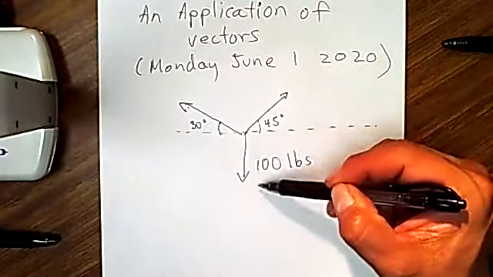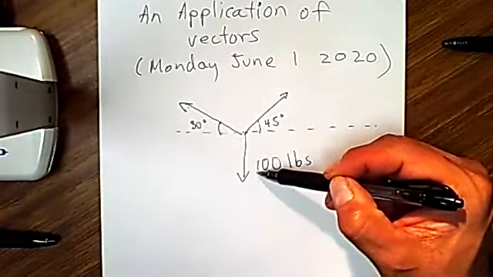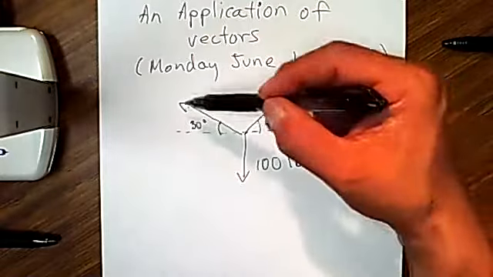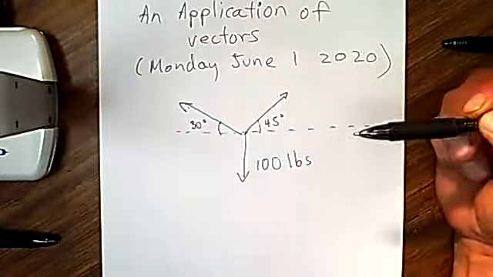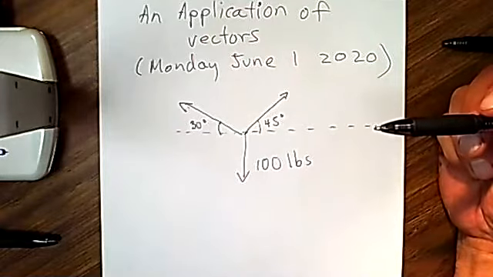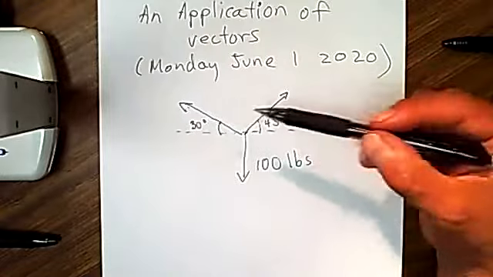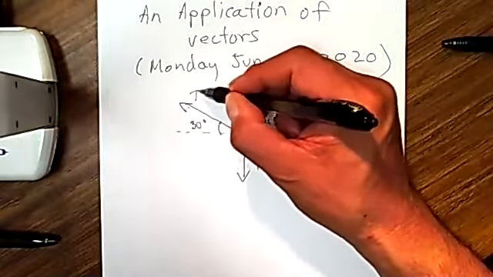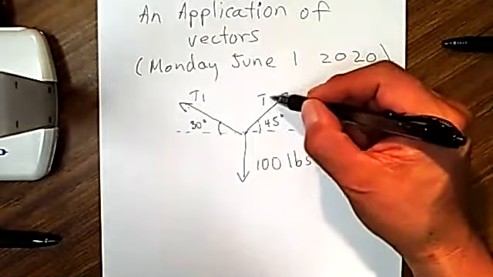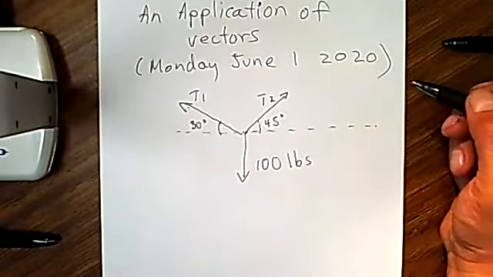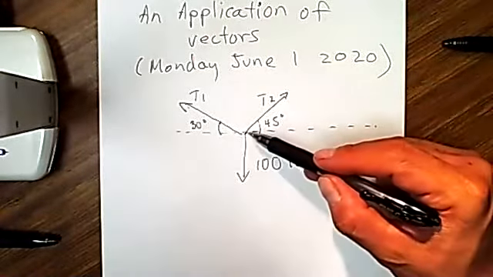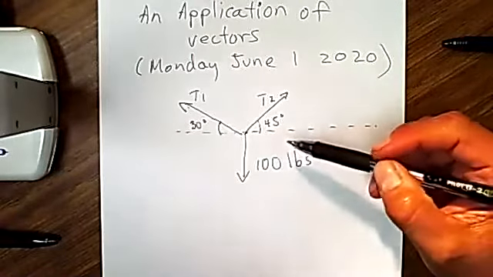Assume we have a tension down of 100 pounds. The question is, what is the tension on each one of those cables? And what are those vectors, the vectors that represent those tensions? We're going to label this as tension 1 and this as tension 2. And again, the origin will be where the three cables join.